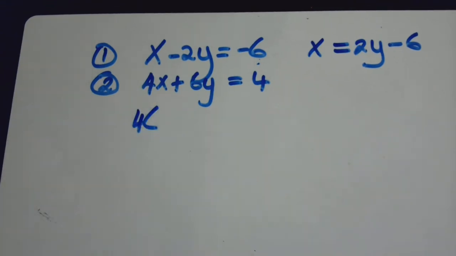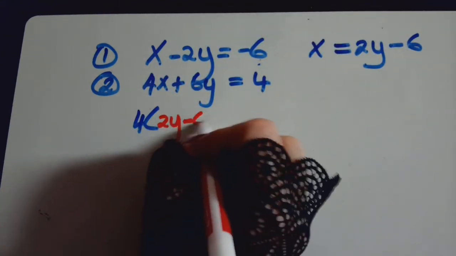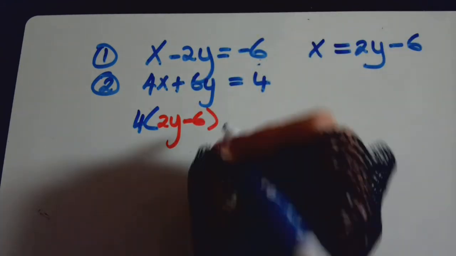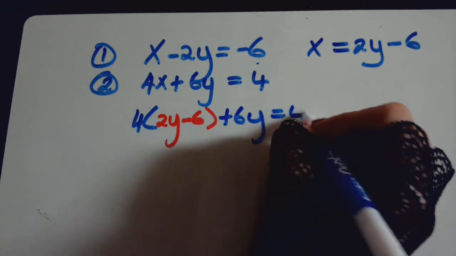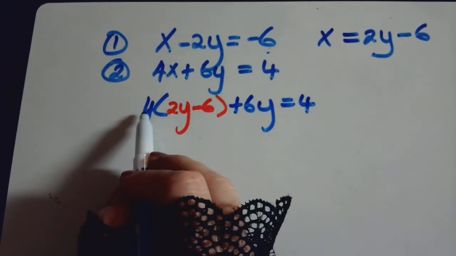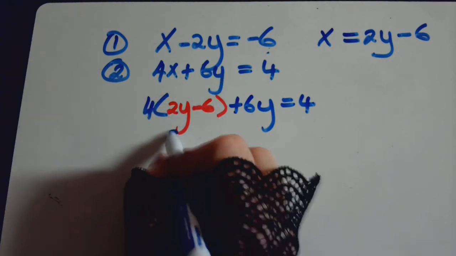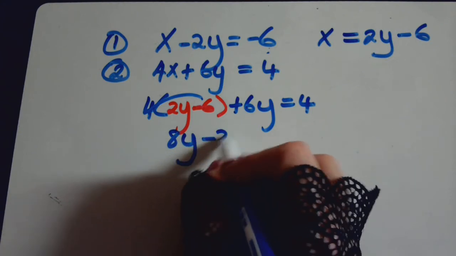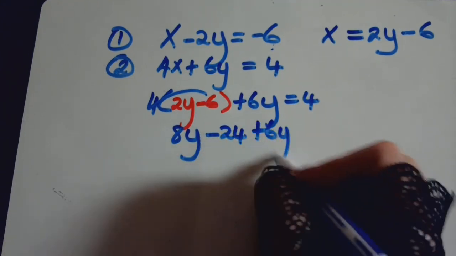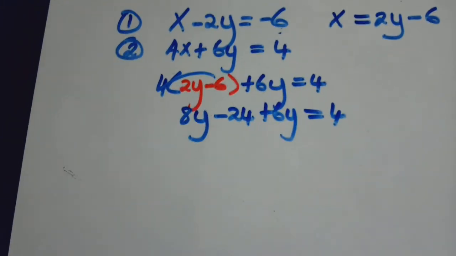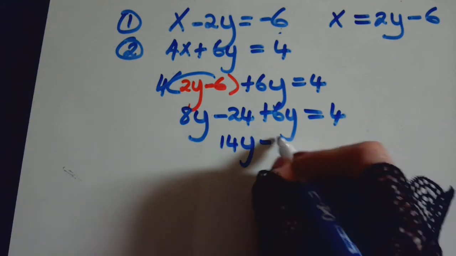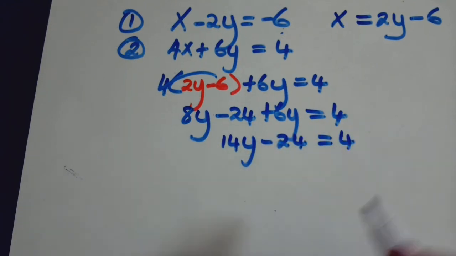So 4. Now I'm going to write this one in red. Where the x is, I put 2y minus 6, then continue, plus 6y equals 4. Alright, so let's go ahead and multiply. 4 times 2y is 8y. 4 times negative 6 is negative 24, plus 6y equals 4. Combine like terms, 8y and 6y, isn't that 14y minus 24 equals 4?